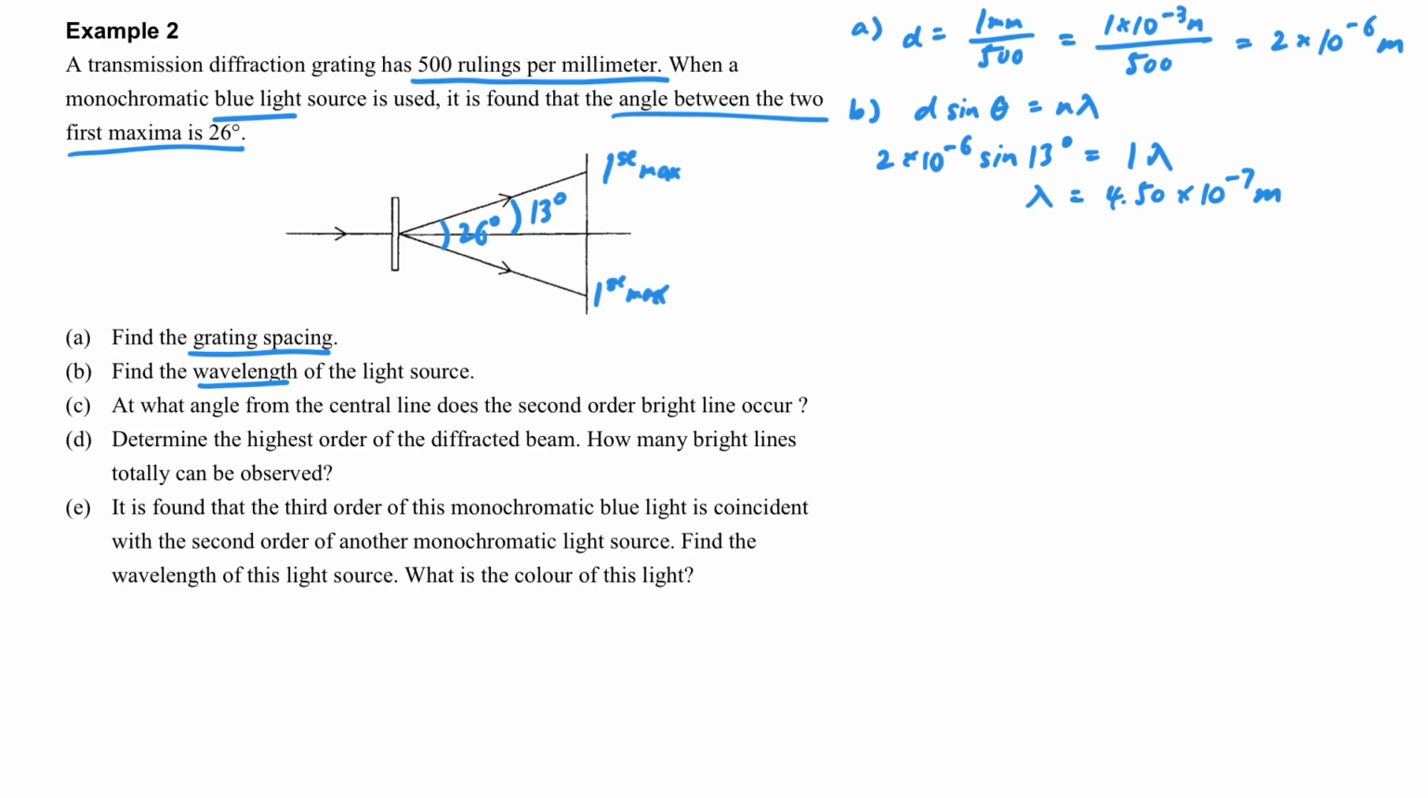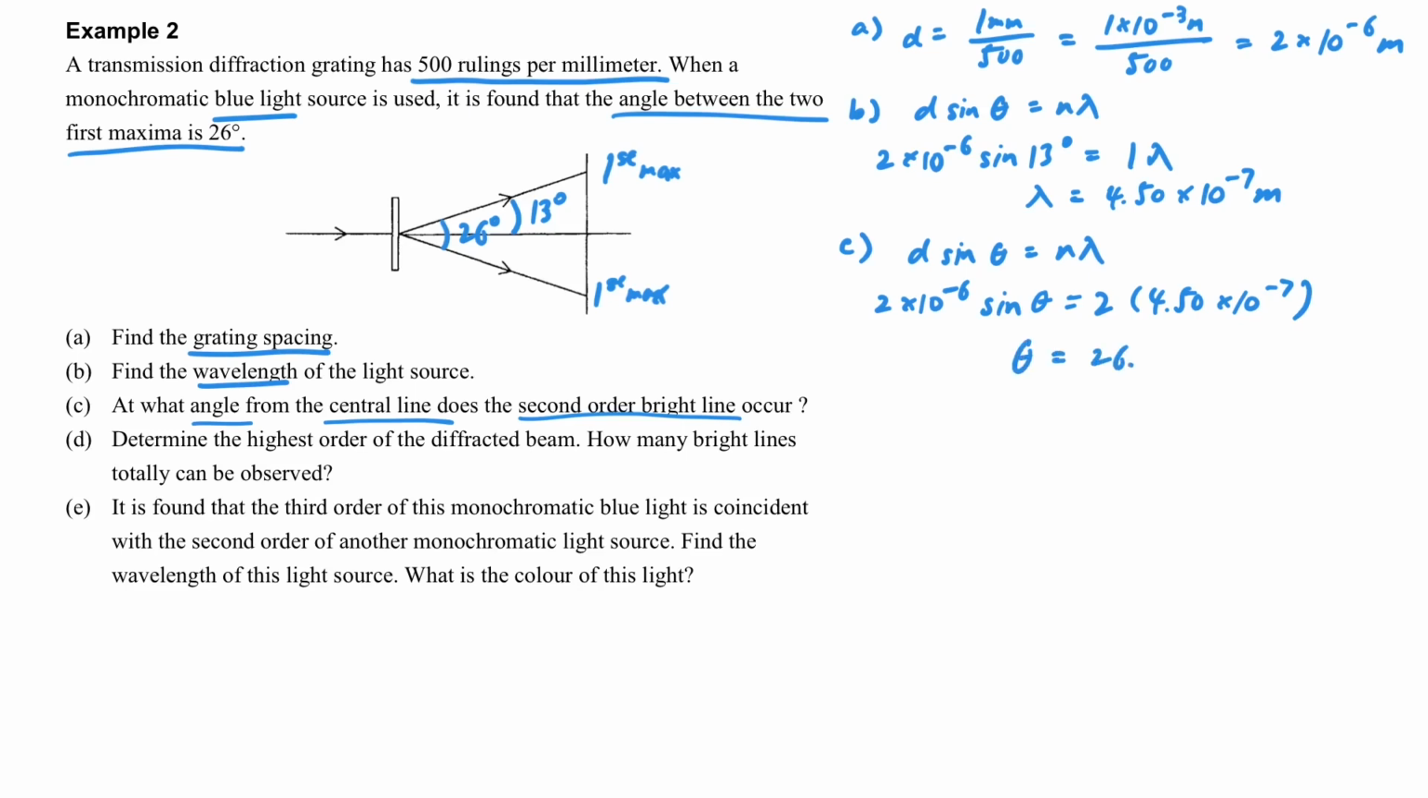Then part C is to find the angle between the central line and the second order. That means we want to get theta 2. Once again, because it's a grating, we use d sine theta equals n lambda. Because we want to find theta 2, n is 2. Then we can get theta quite straightforwardly.